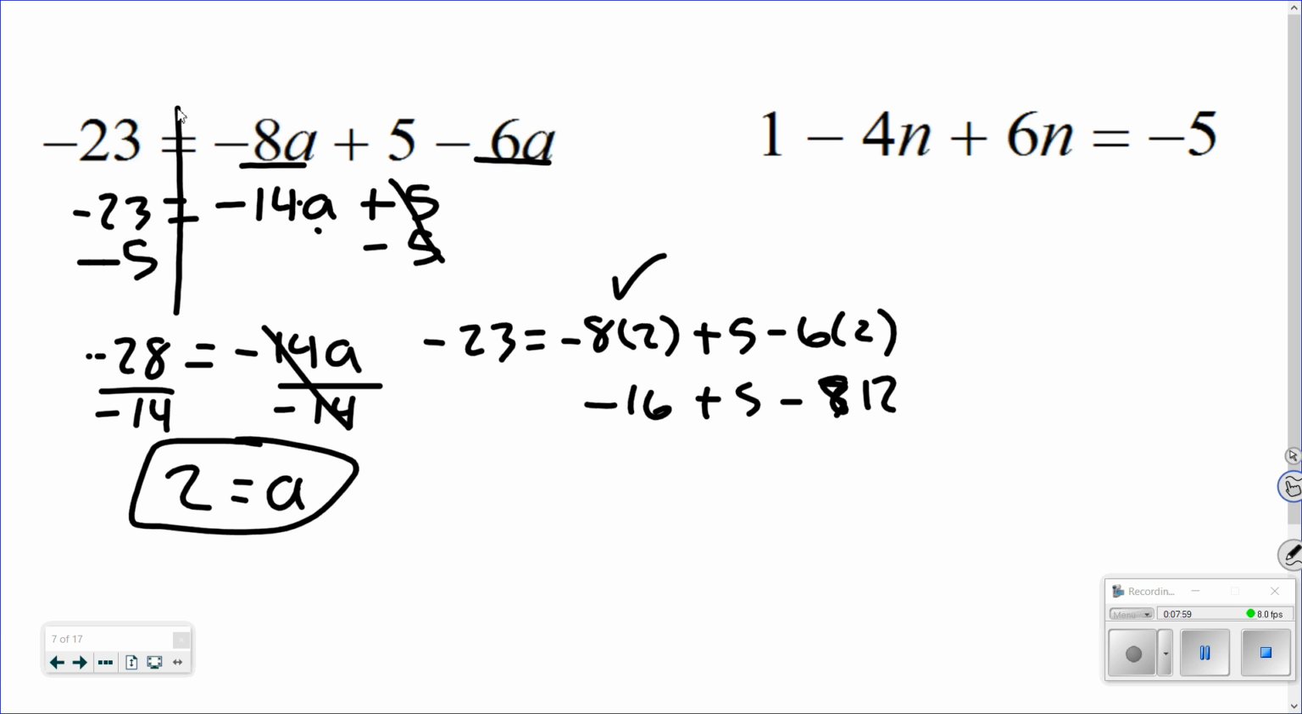Okay, I want you to take that second equation right there. I want you to solve it and check your answer. So pause the video and do that, and then come back and we'll go through it together.